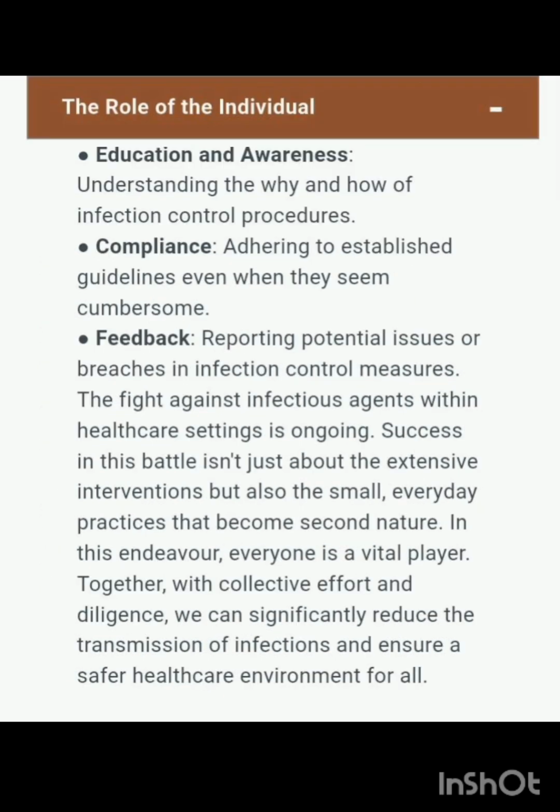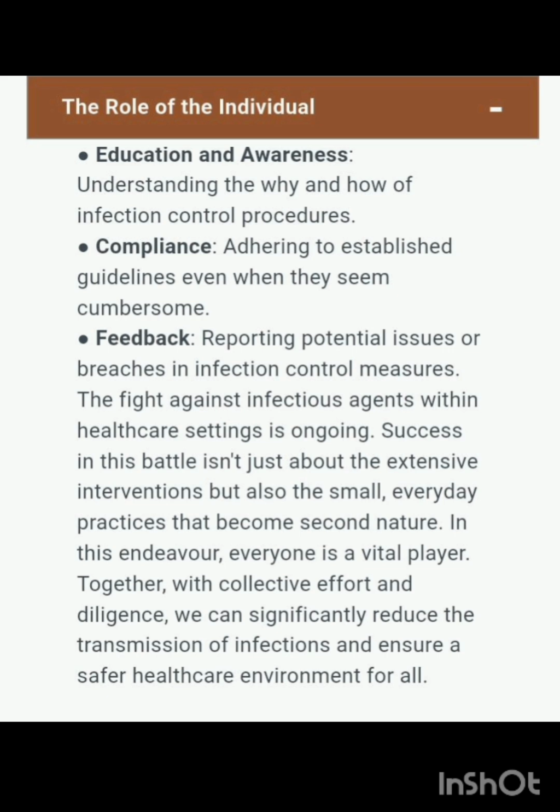The role of an individual. 1. Education and awareness: understanding the why and how of infection control procedures. 2. Compliance: adhering to established guidelines even when they seem cumbersome. 3. Feedback: reporting potential issues or breaches in infection control measures.